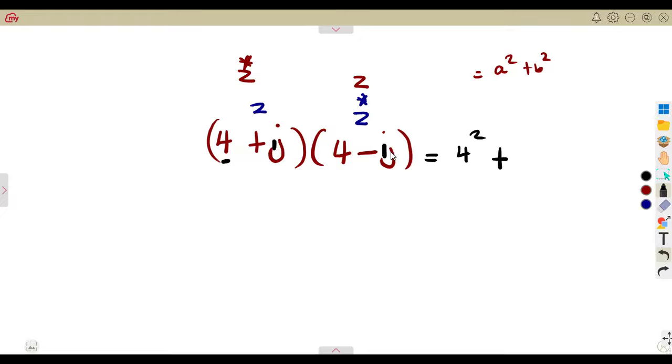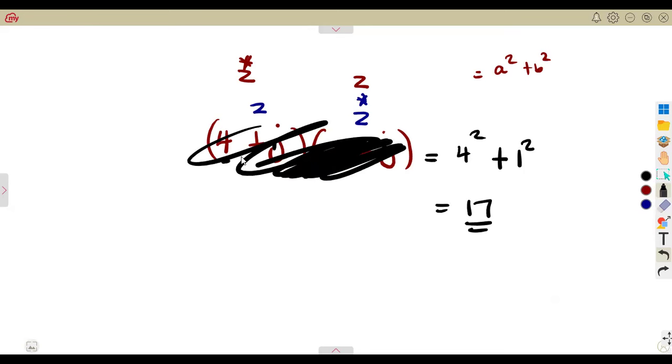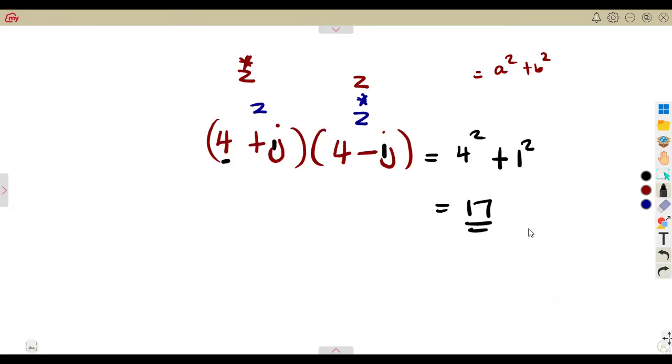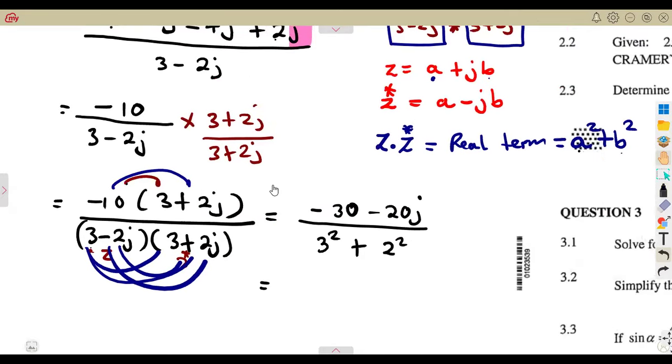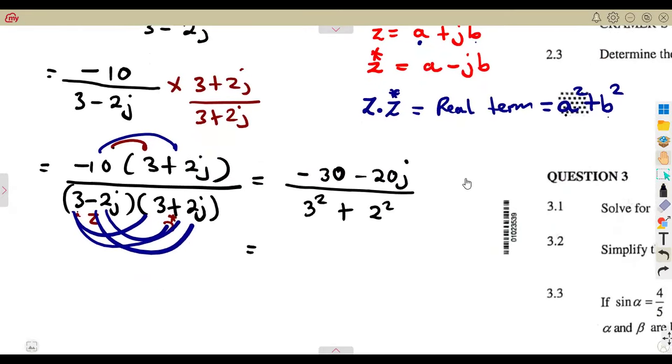The number there, it's 1. So it's going to be 1 squared. So this is going to be 16 plus 1, which is 17. Guys, if you expand these brackets the way that you are used to, you see that you get a 17. So this is what I'm trying to say. It's an advantage for you to understand this. Yes, you can do the normal expansion of brackets.